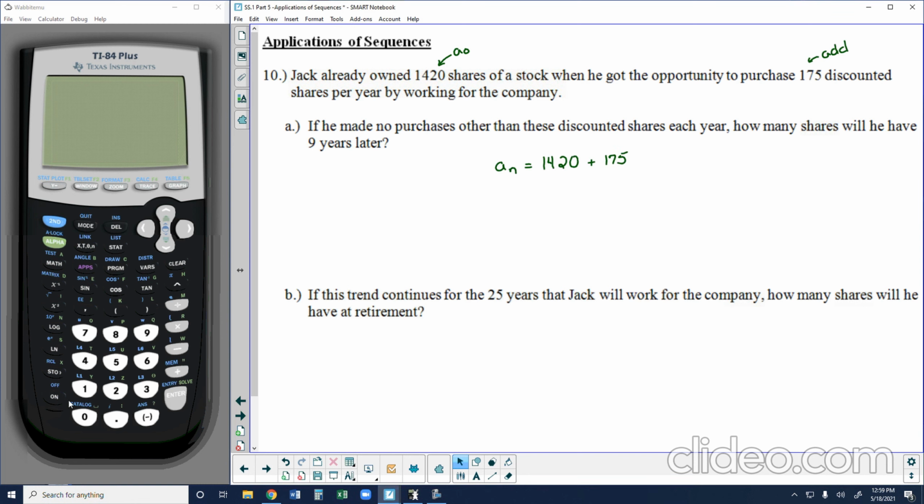So I can go to the calculator really quick and kind of show you this. So 1,420 would be before he started working. And after the first year, A sub 1 would equal 1,595. And then A sub 2 would equal another 175. So that would be 1,770. And then A sub 3 would equal another 175. And so basically what you can see here is to get the shares after 1 year, we're adding 175 once. To get the shares after 2 years, we're adding 175 twice. To get the shares after 3 years, we're adding 175 3 times to get to that 1945.